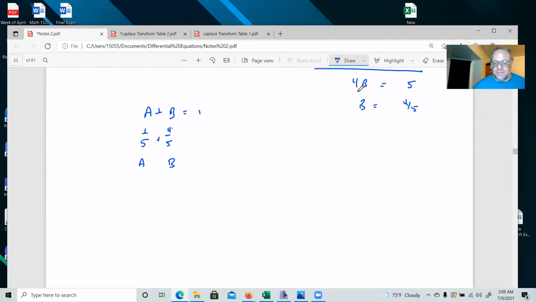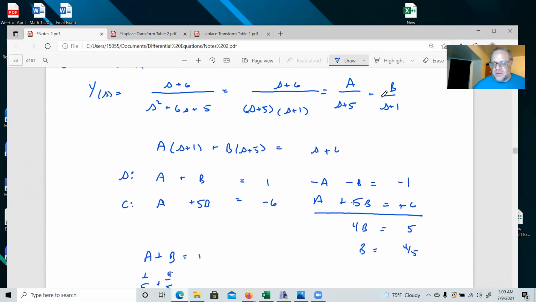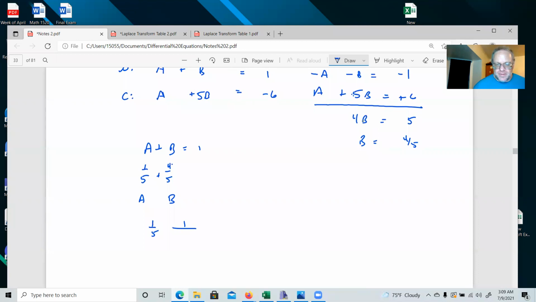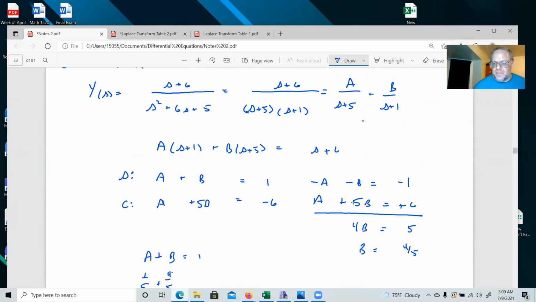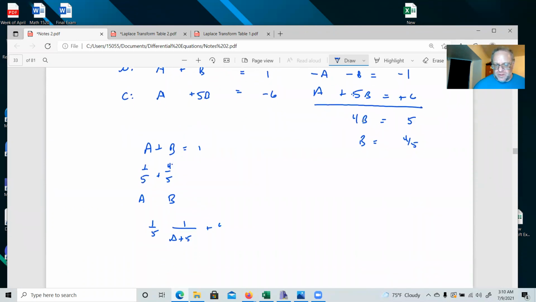So this is equal to 1/5, 1 over, what do we have here? We have s plus 5, plus b, which is 4/5, 1 over s plus 1.